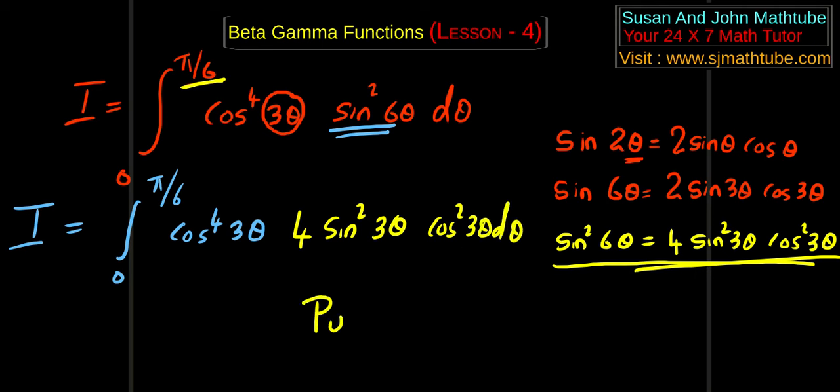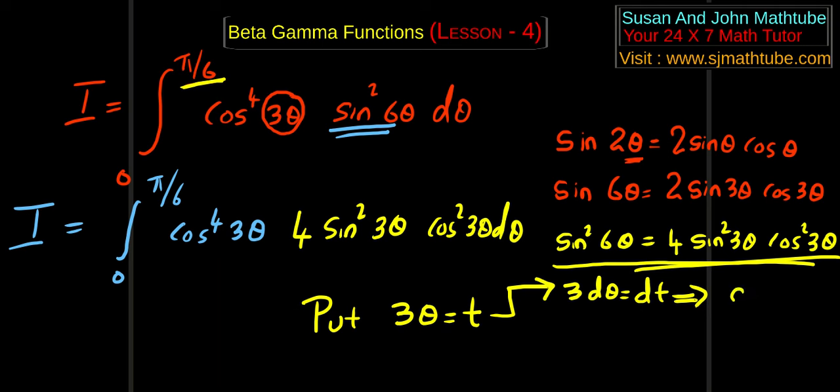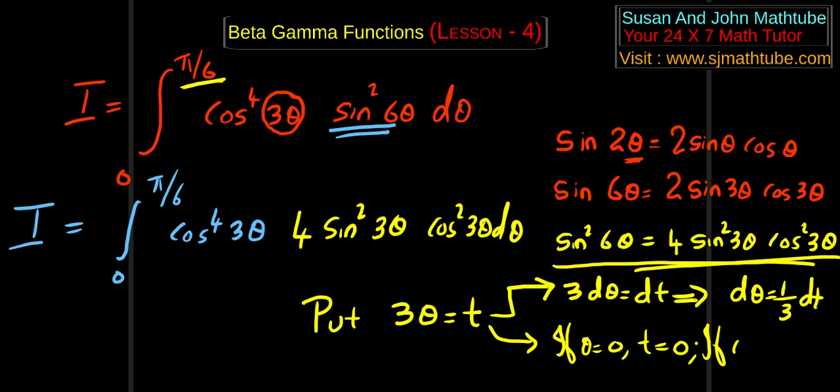Now what will I do? I will put 3 theta is equal to t. And what are the two things which you should remember? Differential. 3 d theta is equal to dt. That implies d theta is equal to 1 by 3 dt. And the next one, if theta is equal to 0, t will be 3 into 0. If theta is equal to pi by 6, which we already know, t will be 3 pi by 6, that is pi by 2. Now time to plug in everything.